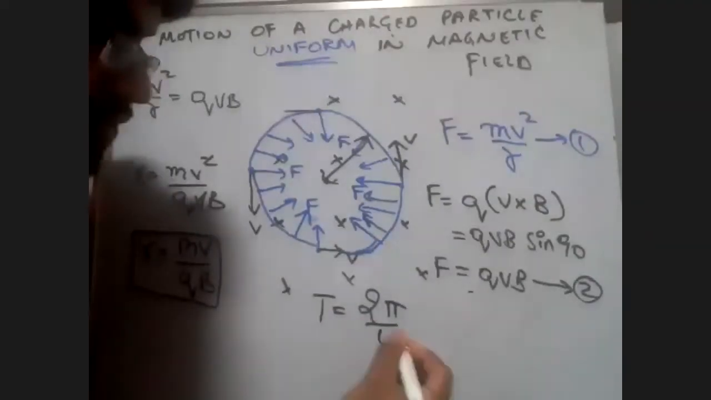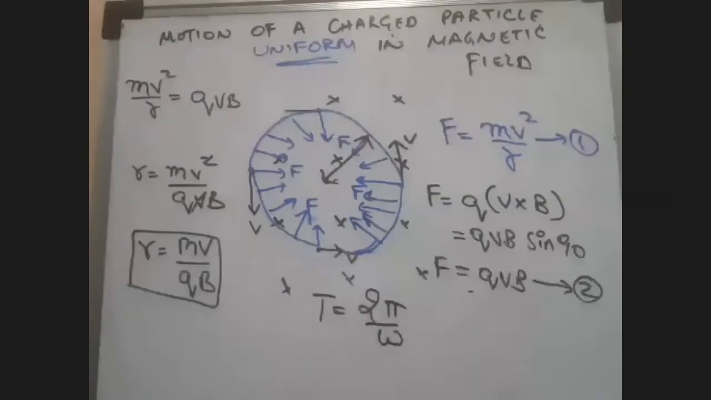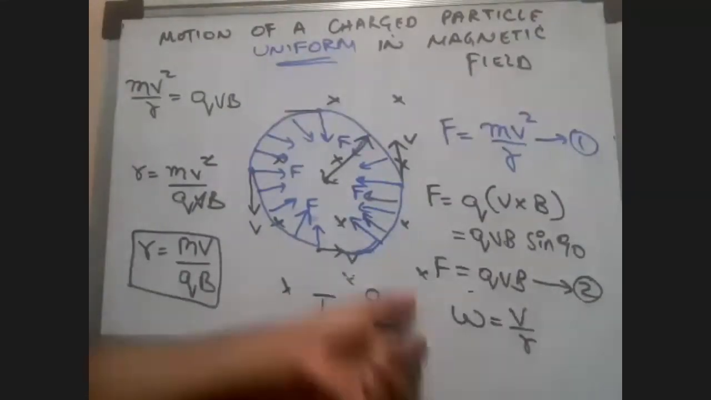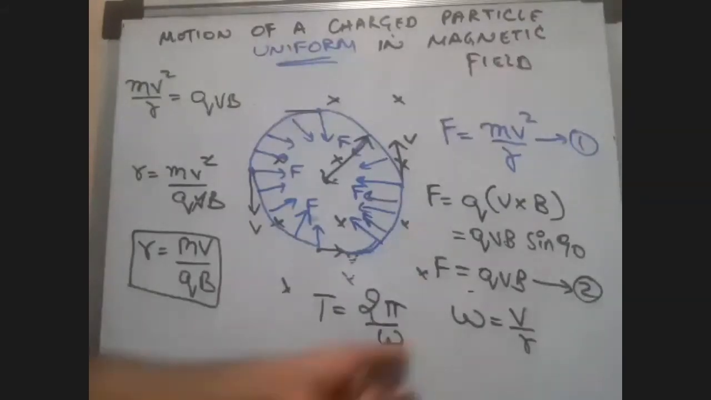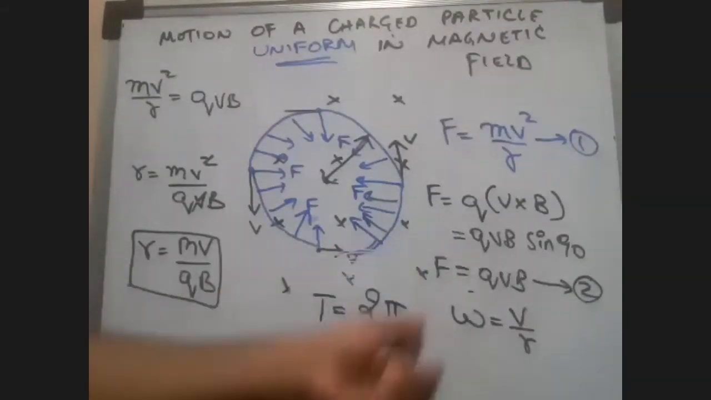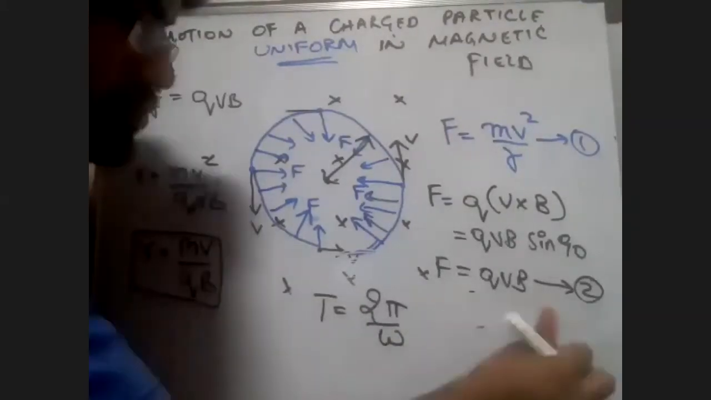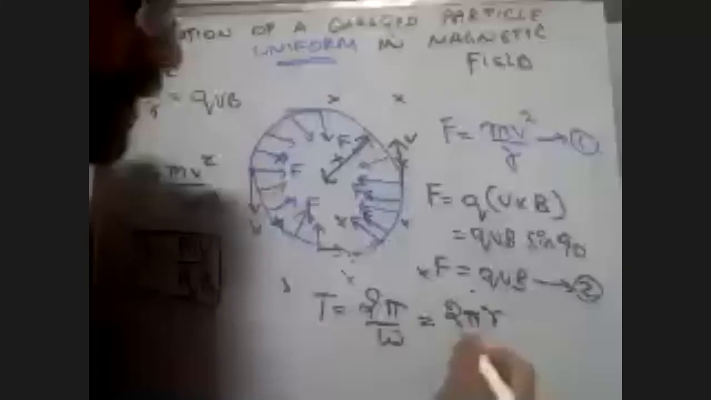2 pi by omega. You remember this? 2 pi by omega, where omega is the angular frequency. Angular frequency omega is given by V by R. Substitute that V by R over here. What will you get? T is going to be equal to 2 pi R by V, students.